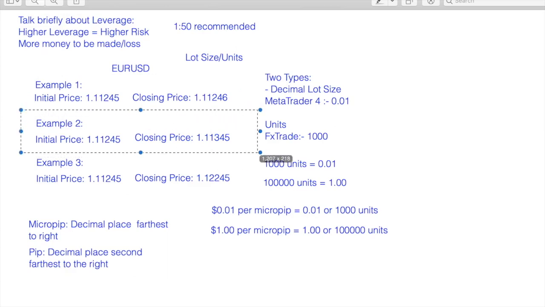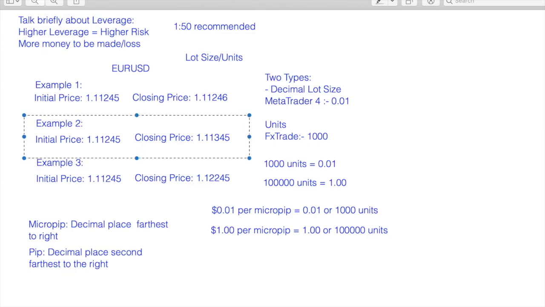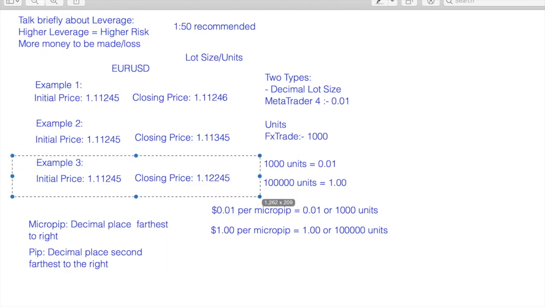In the second example, the initial price is 1.11245 and the closing price was 1.11345. Now, the first place didn't increase. It was actually the 100th place, which means that it increased by 100 micropips, or 10 pips. Hopefully that's starting to make sense. For the last one, the 1000th place increased, because the number's still 1.11245, but the closing price is now 1.12245. So this is now 1,000 micropips, or 100 pips.